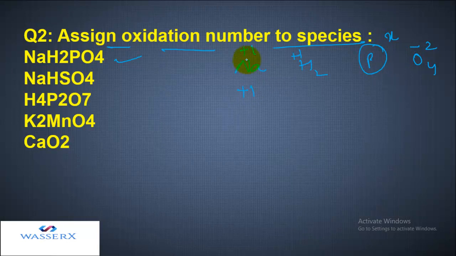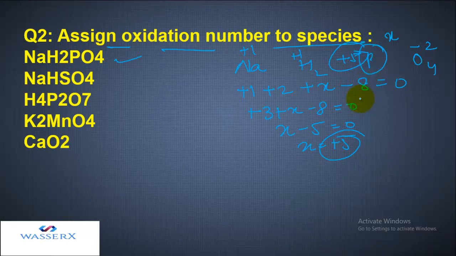So just add +1, it becomes +2. This becomes +X. This becomes -8, equated with 0 because it is a neutral molecule. So this is +3 plus X minus 8 is equal to 0, or X minus 5 is equal to 0, or X is equal to +5. So here I'm confirmed now that phosphorus has +5 oxidation state.